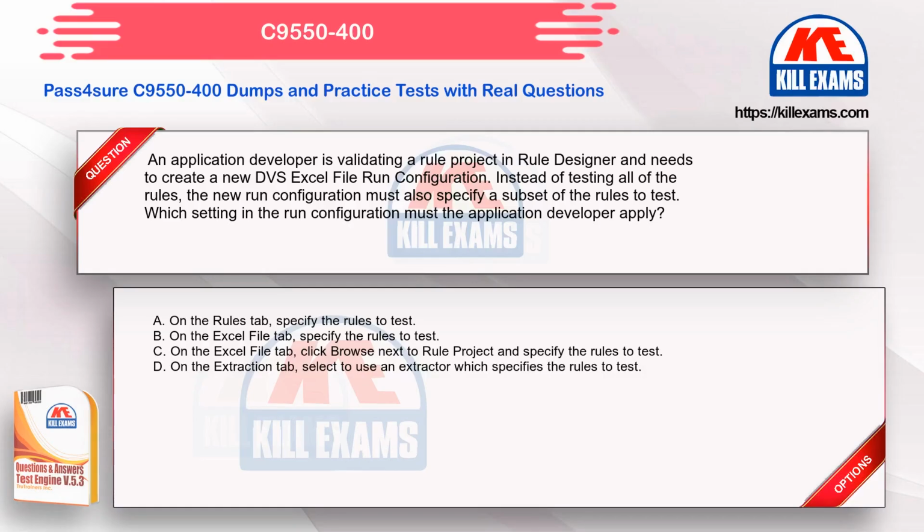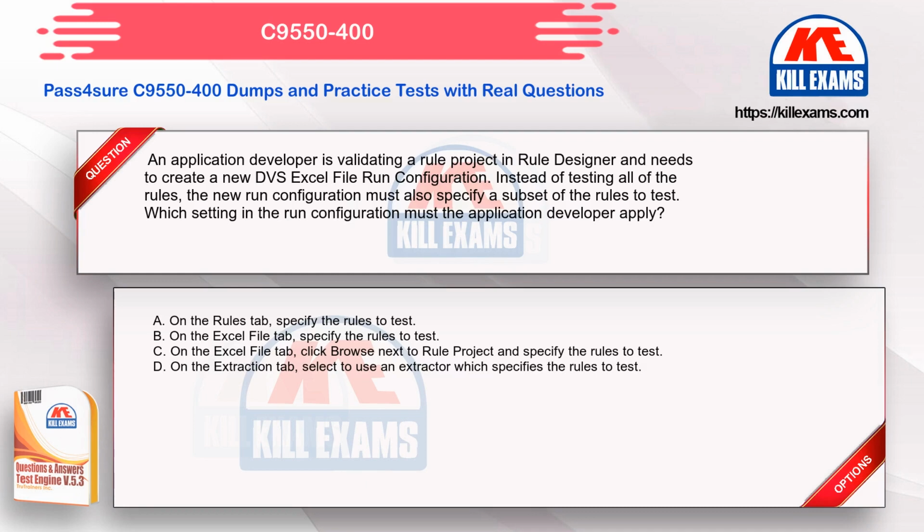An application developer is validating a rule project in Rule Designer and needs to create a new DVS Excel file run configuration. Instead of testing all of the rules, the new run configuration must also specify a subset of the rules to test. Which setting in the run configuration must the application developer apply?